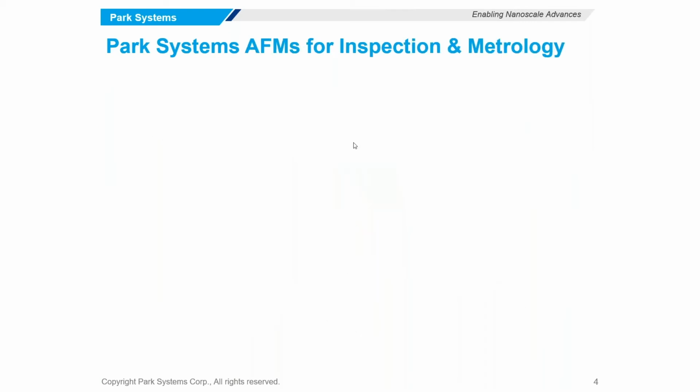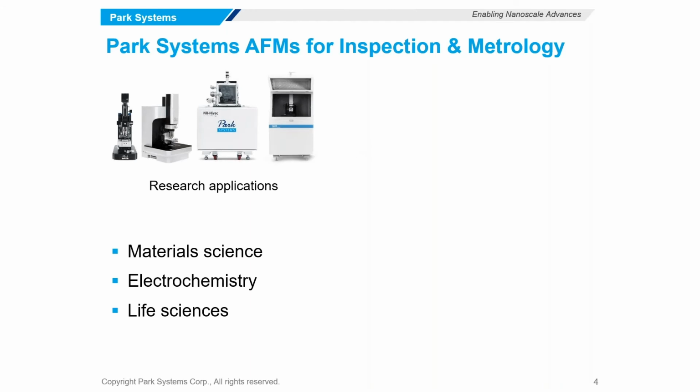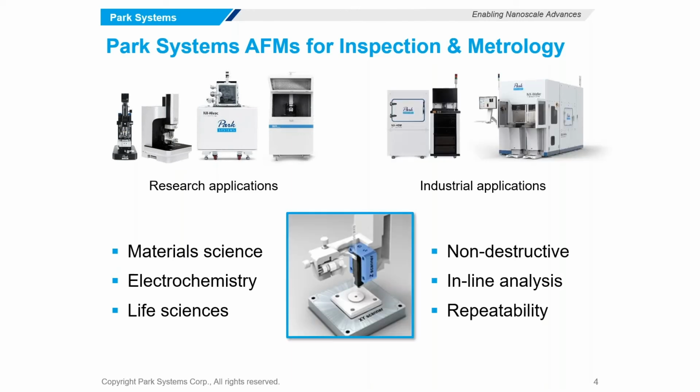Our AFM line includes a variety of research and industrial tools for various sample types and environments. The research line includes tabletop tools as well as high vacuum environment tools for a variety of applications with a number of options for measurements of material science, electrochemistry, and the life sciences. We also have a line of industrial tools for primarily 150, 200, and 300 millimeter diameter wafer applications with a strength for non-destructive inline analysis as well as high repeatability.